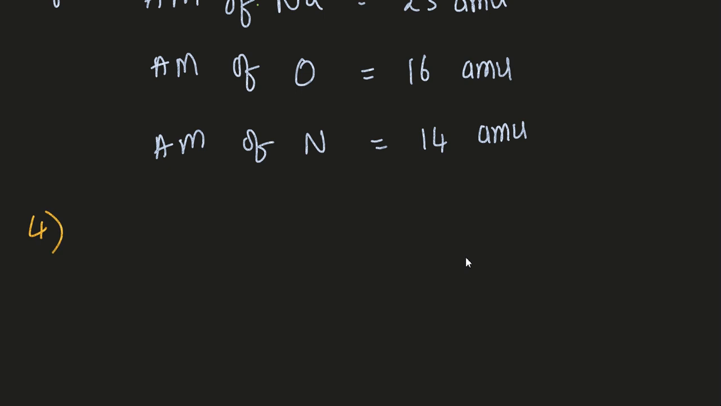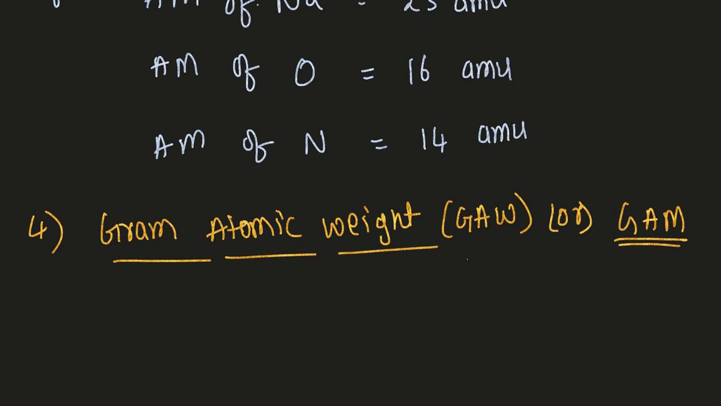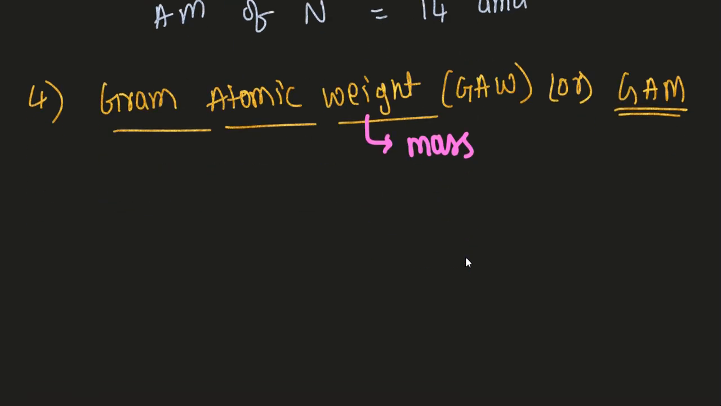The fourth one is gram atomic weight, which is GAW. Or can I use the word GAM also? Why can I use the word GAM? Because in chemistry, the other name of weight is mass. So you can use the word GAM as well as the word GAW.